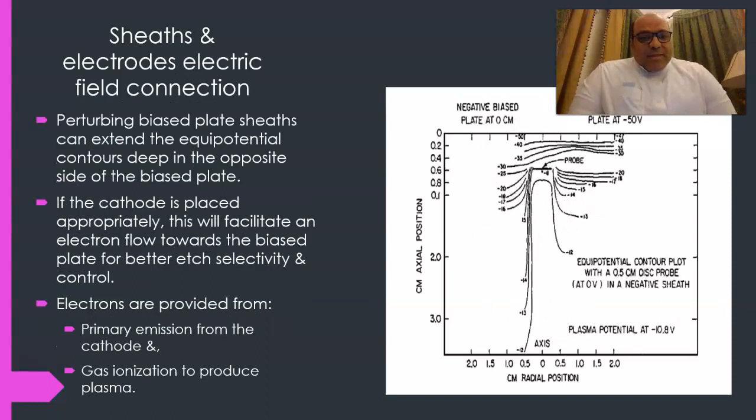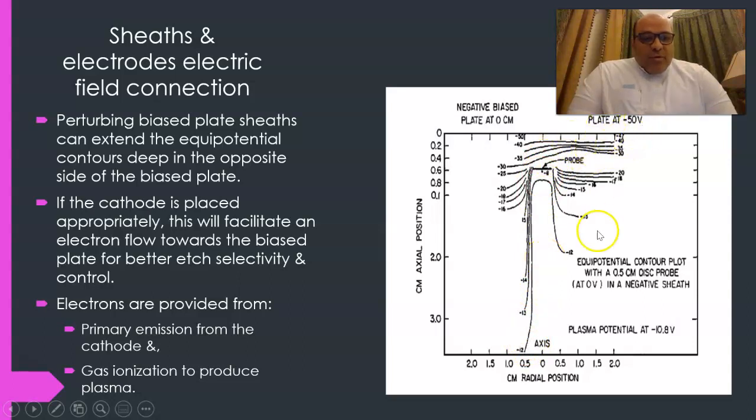This is another evidence actually that if you insert a probe close to the sheath of a bias plate, then the electric field will be distorted. Here it can be up to -12 extended.